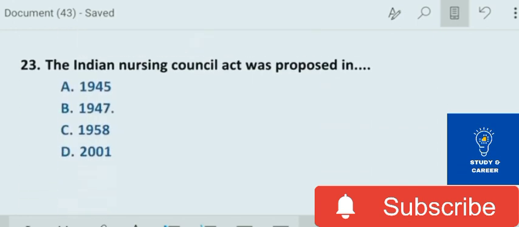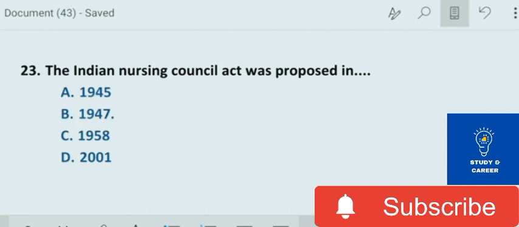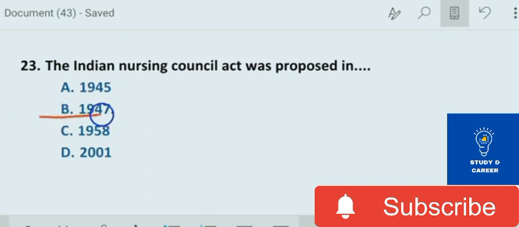Next, let's go to 23. The Indian Nursing Council Act was proposed in: A. 1945, B. 1947, C. 1958, D. 2001. So the Indian Nursing Council Act was proposed in 1947. B is the right answer. 1947.